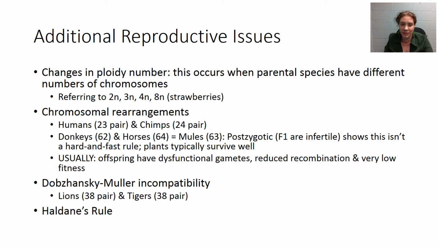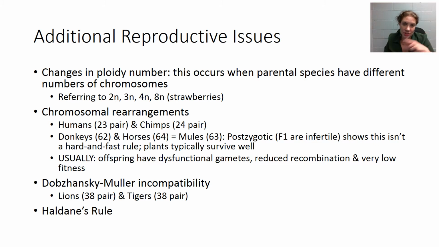This isn't a perfect system. You can get things that interbreed inappropriately, and in plants it's especially common. Plants, in fact, typically survive it well, but animals don't. However, what we often observe, especially for animals, are dysfunctional gametes, sperm that can't swim, eggs that aren't viable, reduced rates of recombination and meiosis, so very low genetic fitness, very low ability to survive or reproduce in that environment.